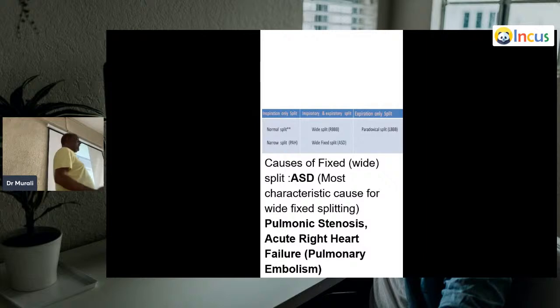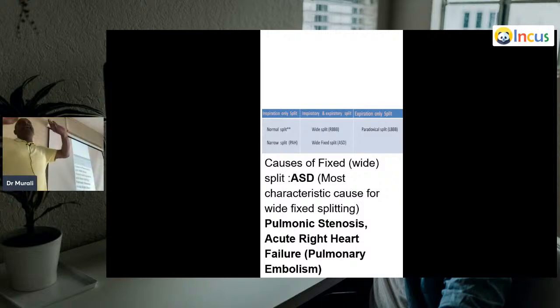When you are taking inspiration, the A2 to P2 split becomes wide. That is, P2 is delayed, A2 is early, P2 is delayed. So there is a wide split.